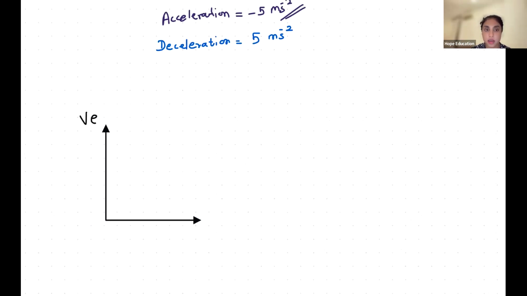Velocity unit, in every graph you must put the unit. Time within brackets you have to put second.